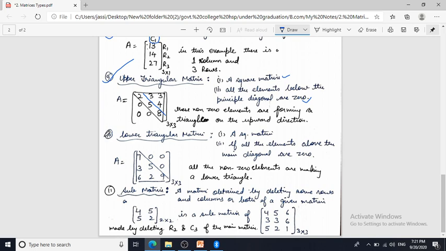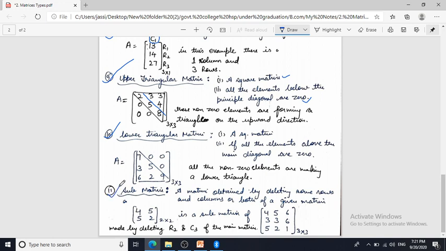So this is why it is called an upper triangular matrix. Next is a lower triangular matrix. You can see here that the elements above the main diagonal are 0 and all the other elements are non-zero, and in this type of matrix the non-zero elements are making a lower triangle. That is the reason why it is called a lower triangular matrix.